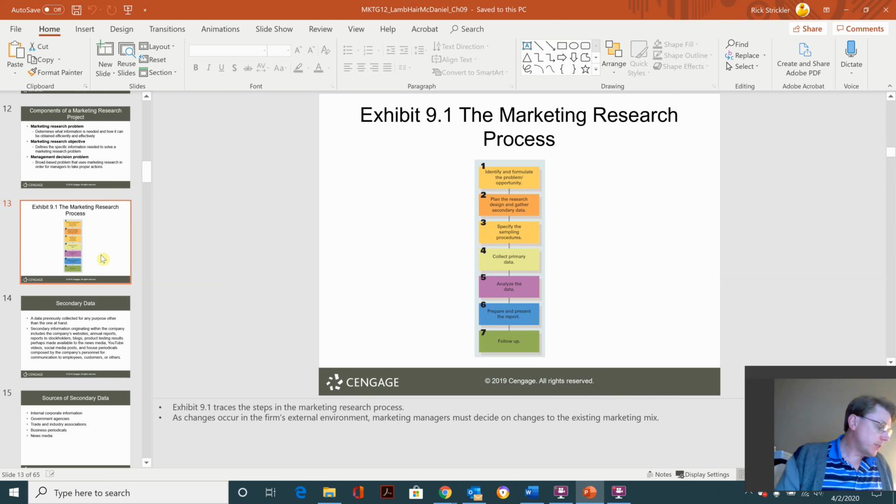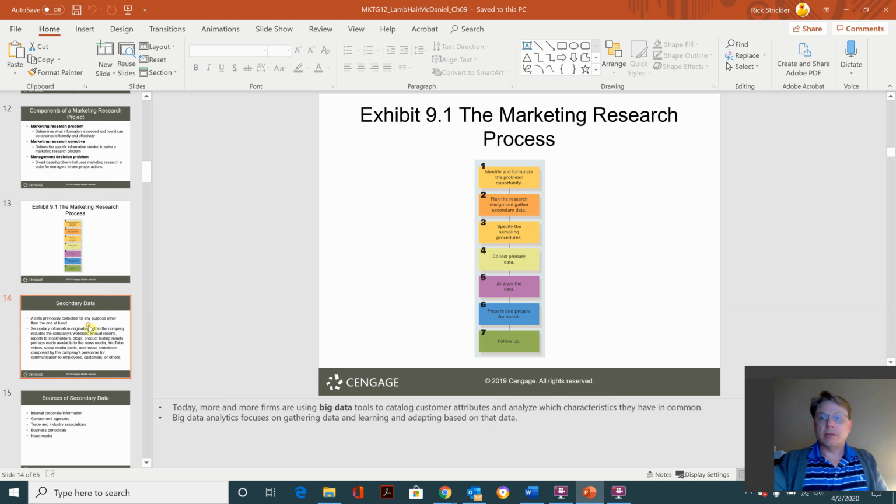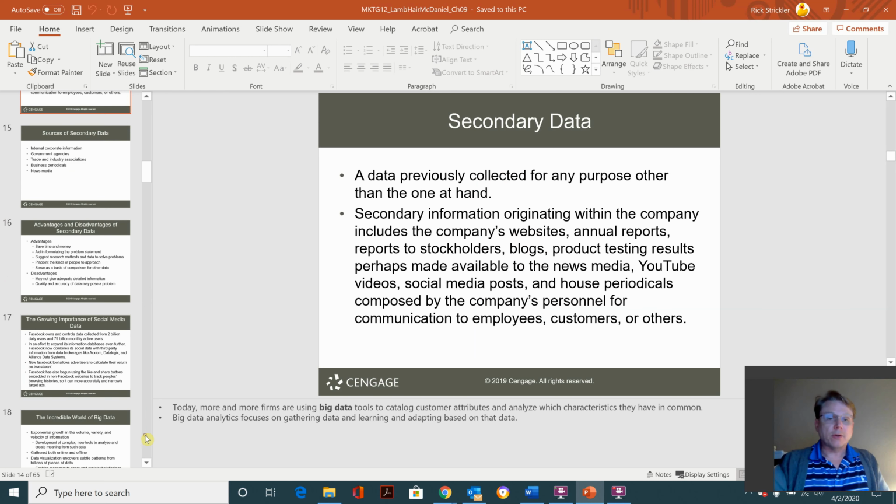Specify the sampling procedures. Are you going to do a survey? Are you going to do observation? What method are you going to use to gather your primary data? Then you collect the primary data, you analyze it, you prepare and present your report, and then you follow up to see if your research proves out when it's actually implemented. Okay, and that goes through this whole process.